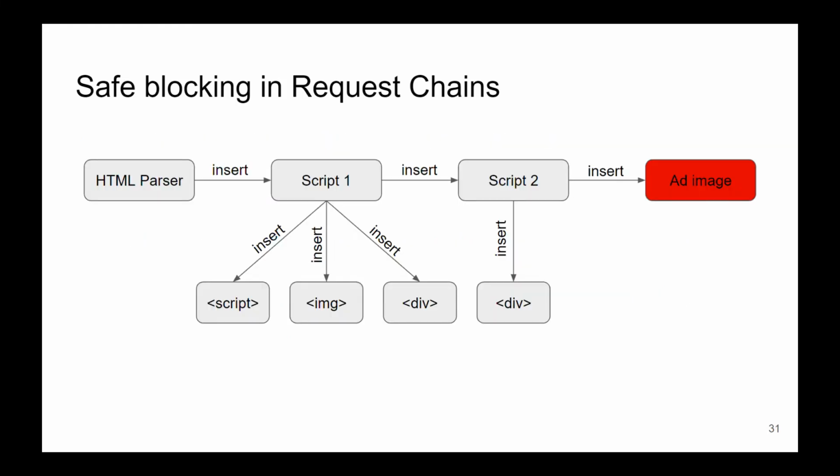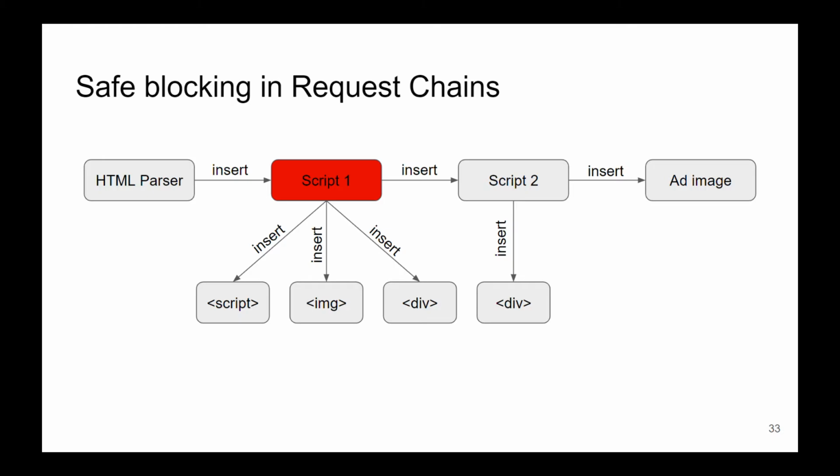So with this in mind, we can go back to the request chain, and we want to block the ad image. It's not a script, so it's safe to block. It's not creating any subtrees. So then we move back 1 step in the request chain. So we come to script 2. And script 2, it creates 2 subtrees. One of the subtrees will be removed because that's just the ad image subtree. So script 2 is also safe to block. So then we can mark it safe to block, and we move back to script 1.